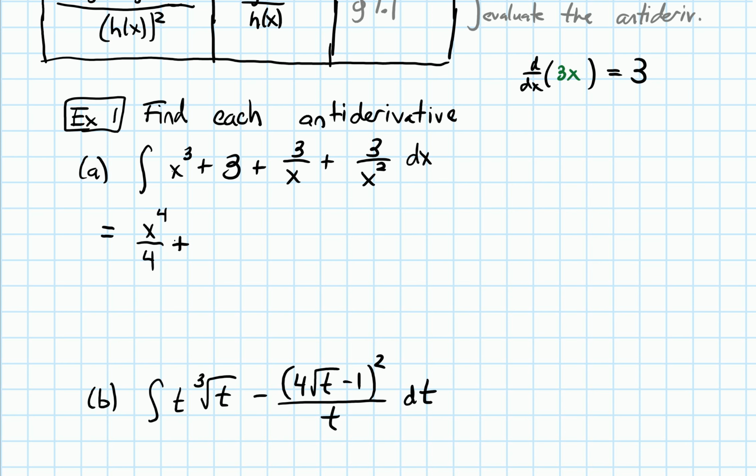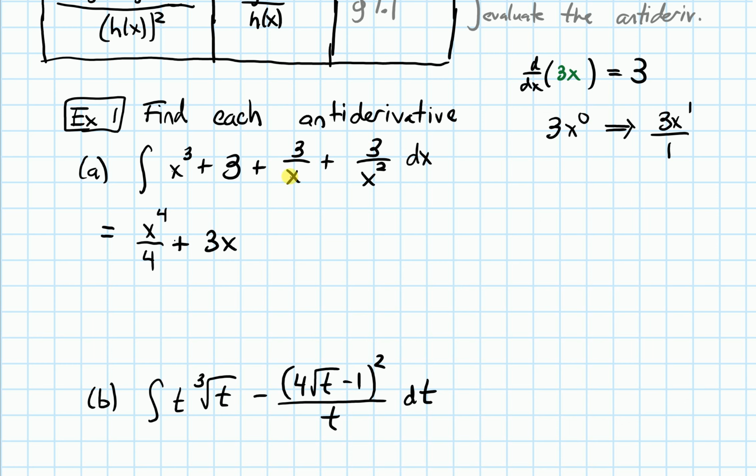Another way I can see it is with reverse power rule, because 3 is actually 3x to the 0 technically. So when I do the antiderivative, I add 1 to the power, and I'll get 3x to the 1. And then I divide by that new power. And that's 3x. Okay, so that's 3x there. And you might be thinking, wait, shouldn't I put a plus c for all of these? And if you're thinking that, that's good. I am going to talk about that at the end.